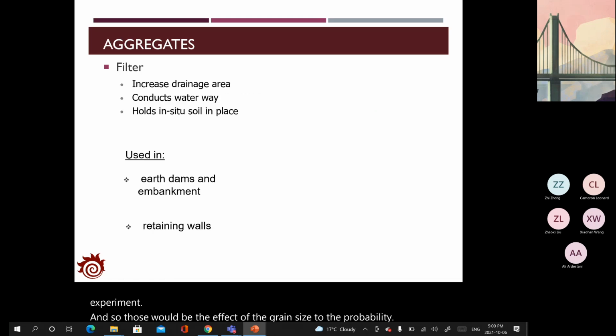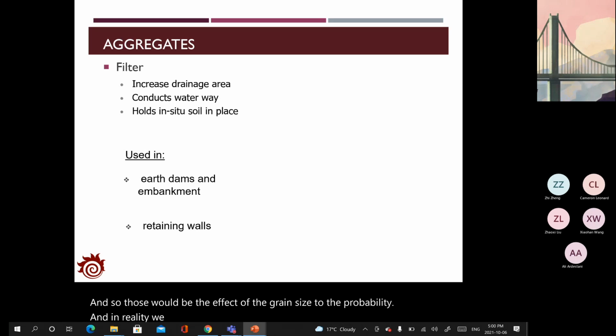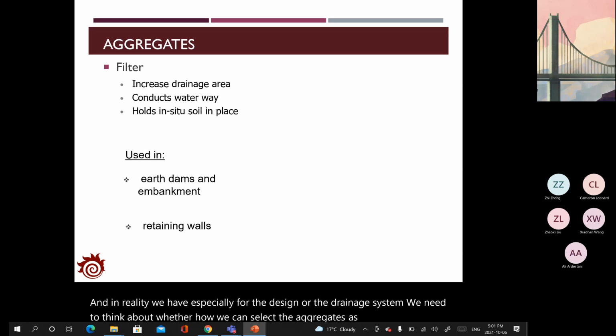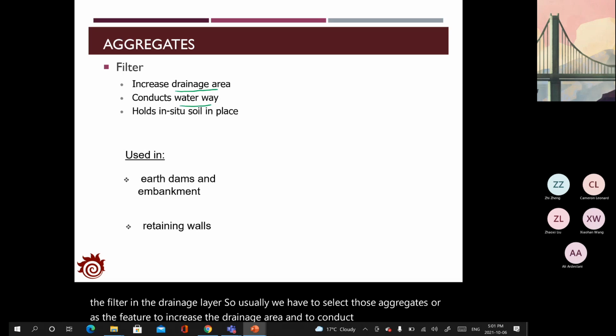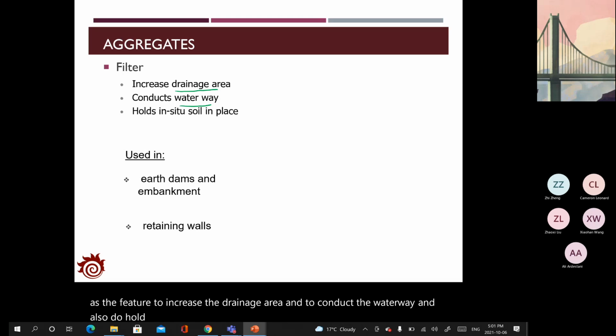And in reality, especially for the design of the drainage system, we need to think about how we can select the aggregates as the drainage layer or as the filter in the drainage layer. So usually we have to select those aggregates as the filter to increase the drainage area, to conduct the waterway, and also to hold the in-situ soil in place. So those would be the purposes for us to set up the drainage layers.